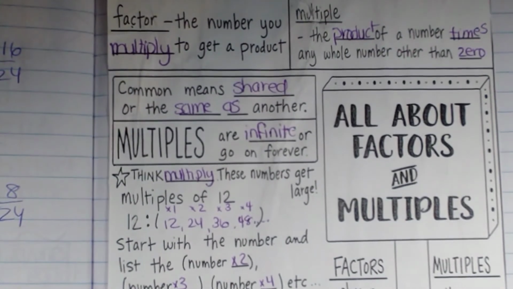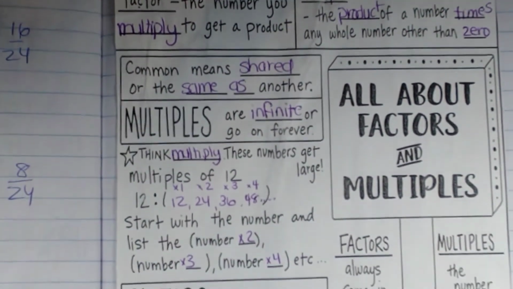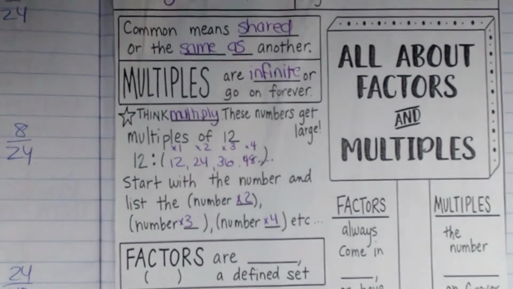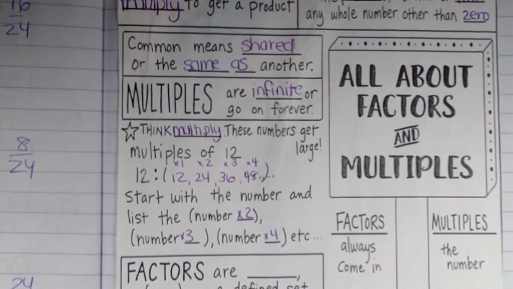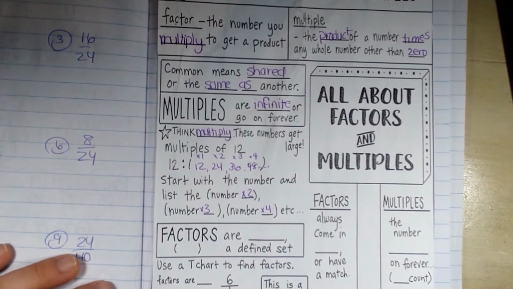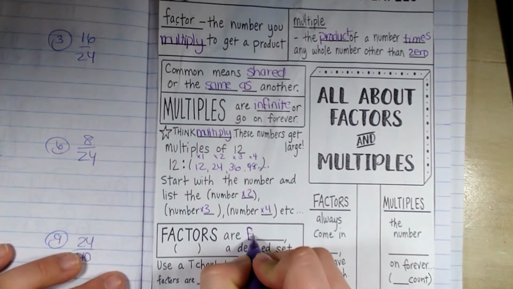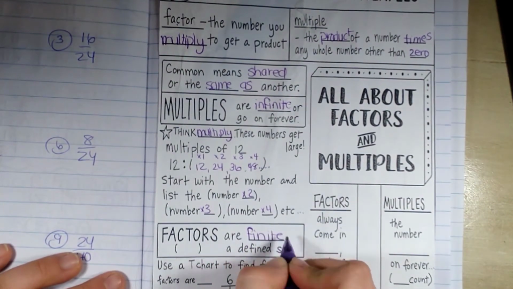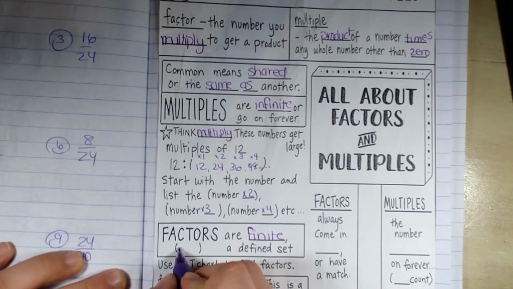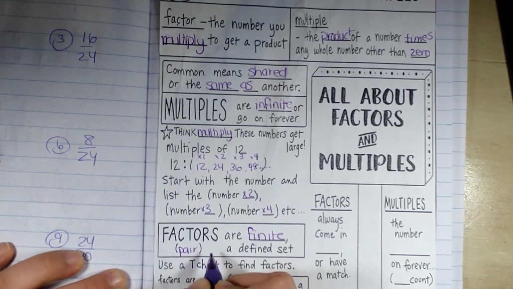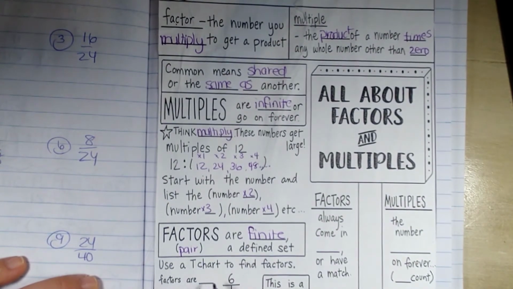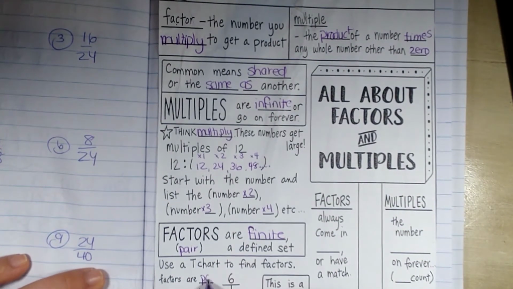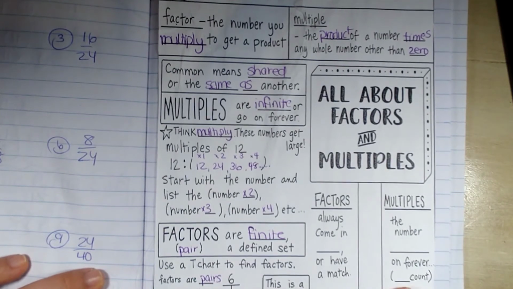Now here, factors. Zoom out just a tad. Factors are finite, meaning that there's only a set number of pairs. Multiples keep going, factors do not. So you're going to use a T-chart to find factors. Factors are pairs, two things that you multiply together.